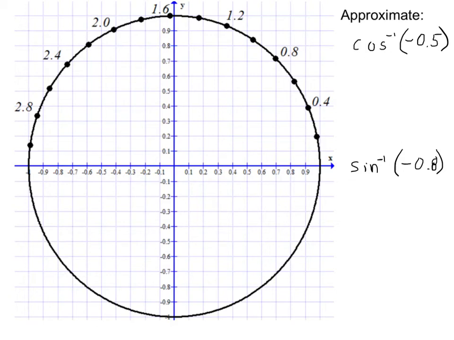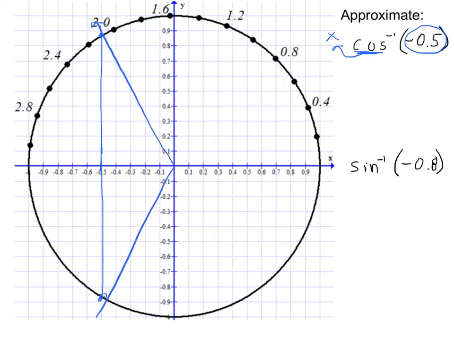So for this one, suppose you're asked to approximate the inverse cosine of negative 0.5. If you're up to it, pause the video for a minute, try that one on your own, and then check the answer with me here. So let's do the inverse cosine of negative 0.5. Cosine is always associated with an x value, so I'm looking for the angle whose x value is negative 0.5. Well, an x value of negative 0.5 is here. If we follow this up to here, and then follow it down as well, these are effectively the two angles that I'm looking for. One of them up there, one of them down here.